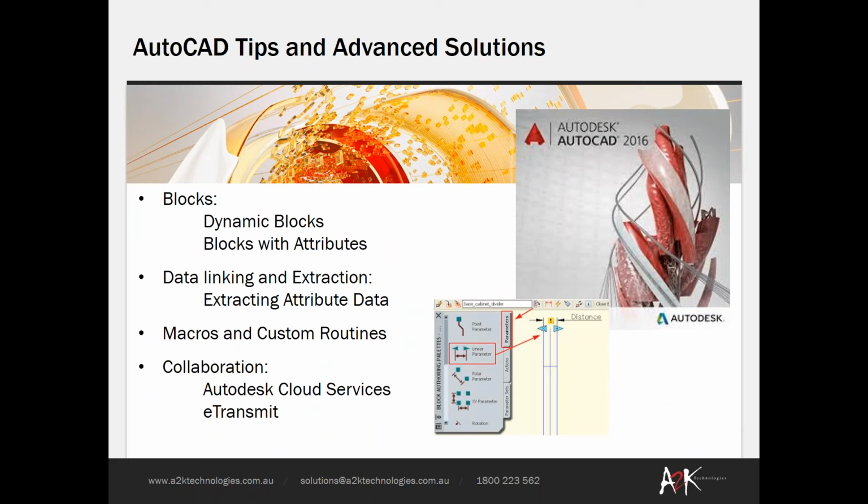All right, so this is what we're going to cover today. We're going to look at blocks, dynamic blocks, and then blocks with attributes. When we have blocks with attributes, we're then given the ability to data link and extract. So we can extract that attribute data. I'm going to have a brief look at macros and custom routines, and then we'll also have a look at collaboration. A couple of the Autodesk Cloud Services have become quite popular out there for rendering and also transmitting our drawings. And then a nice simple look at the eTransmit command. Some of us are not even aware that that's bundled in with AutoCAD.